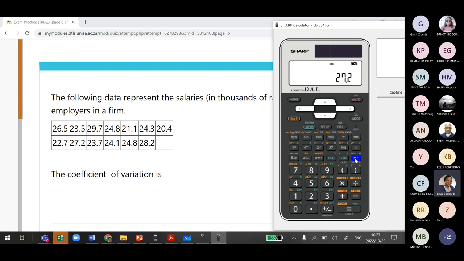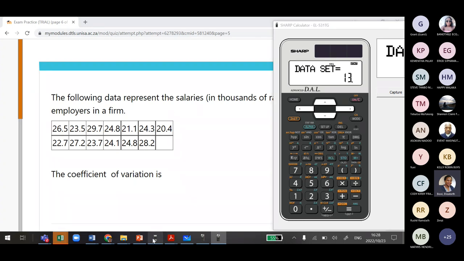22.7 and plus 27.2 and plus. So you will need to be very careful with how you capture your data with the Sharp calculator. I hope I did capture them correctly. 24.1 plus 24.8 plus and 28.2 and plus, because I cannot see the data or go back to the data.